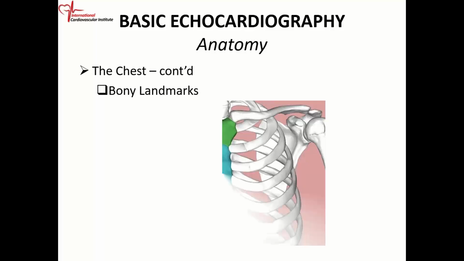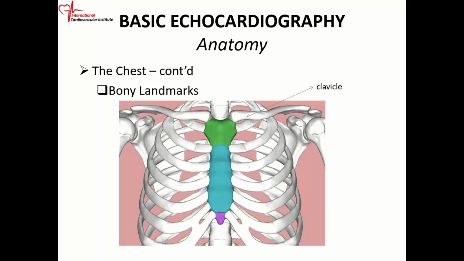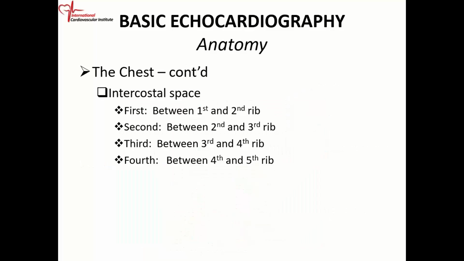So okay, continuing with the bony landmarks. The clavicle on the side of the chest cage. And then you have the manubrium, which is the uppermost portion of the sternum. Then the body of the sternum. And the xiphoid process is the terminal portion of the sternal apparatus. Then we have the ribs, right and left ribs.